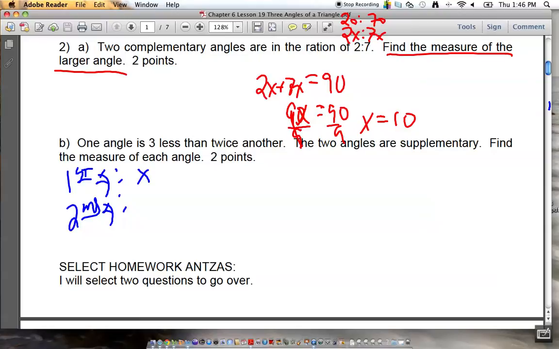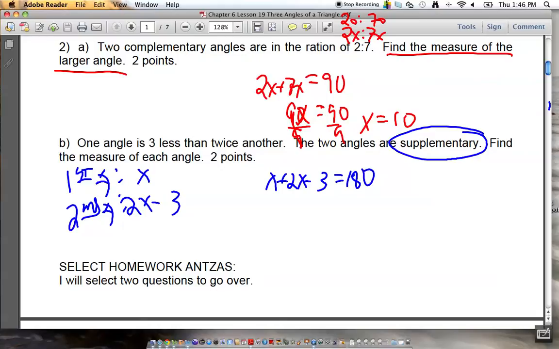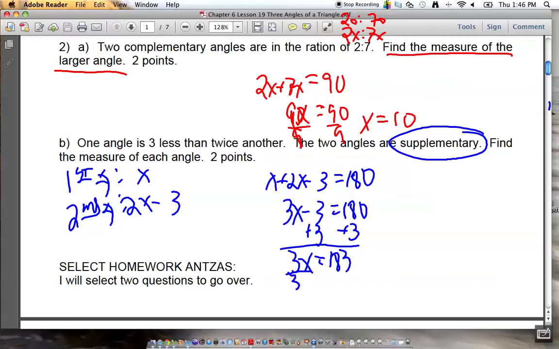How do I write 3 less than twice X? 2x minus 3. Good. 2x minus 3. And then since they are supplementary, what do they add up to? 180. So, x plus 2x minus 3 is 180. Is this the same side situation or an opposite side? Same side. 1x plus 2x is 3x minus 3 is 180. Add the 3. 3x is 183. Divide by 3. X is 61. Find the measure of each angle.